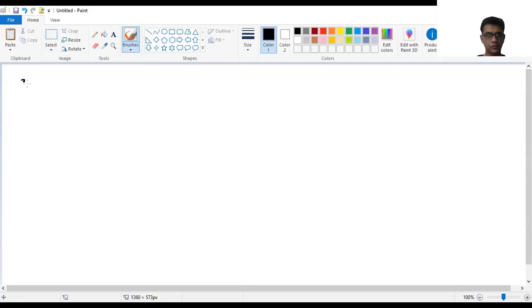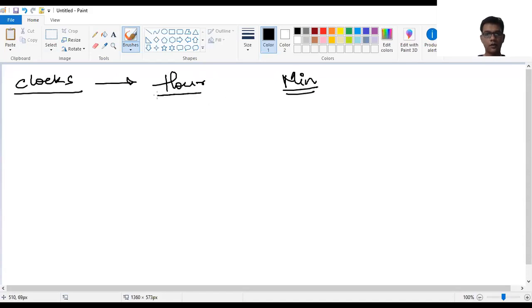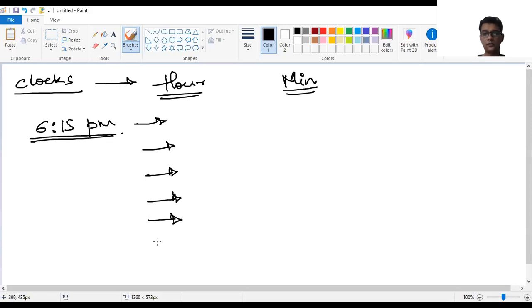So when it comes to clocks, you have to understand one thing: the questions will only work on the hour hand and the minute hand. Now, for example, the time now is 6:15 p.m. What are the various ways of telling this time to people? In how many ways do you think I can tell this time to people? The arrow marks don't signify that I can say it in so many ways. I'm just confusing you by putting an arrow mark. So don't try to think of 5, 6 different ways of telling time.